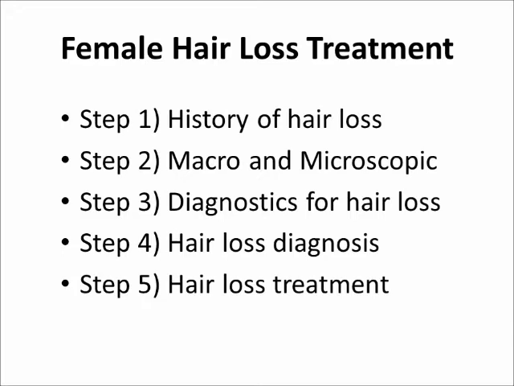The first step is history of hair loss. Second is macro and microscopic evaluation of hair and scalp. Number 3 is diagnostics, that we will discuss more. Number 4 is to come up with the proper diagnosis, and number 5 is hair loss treatment.